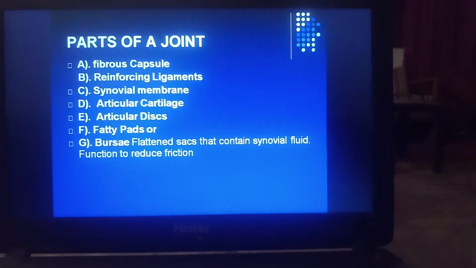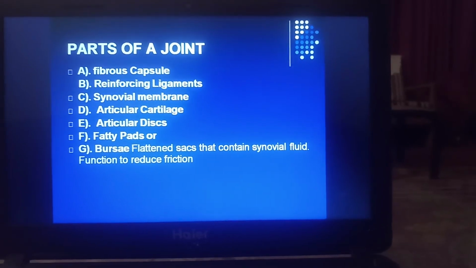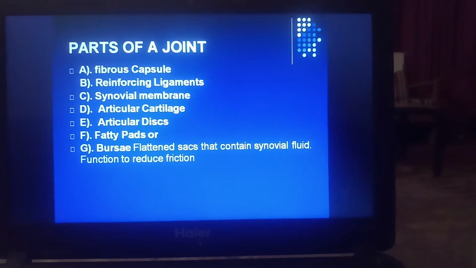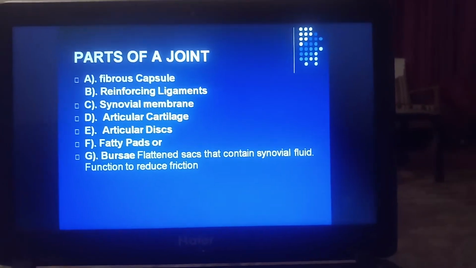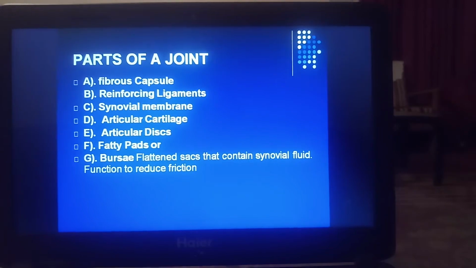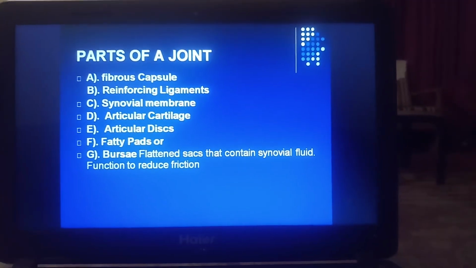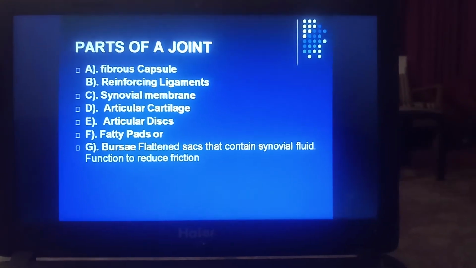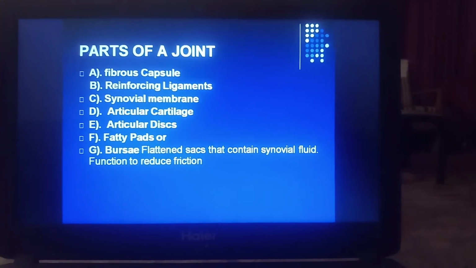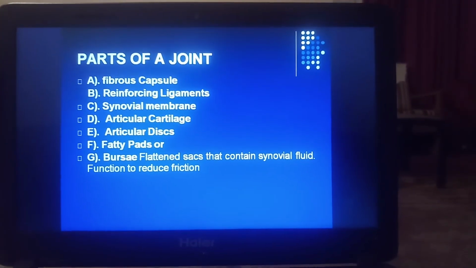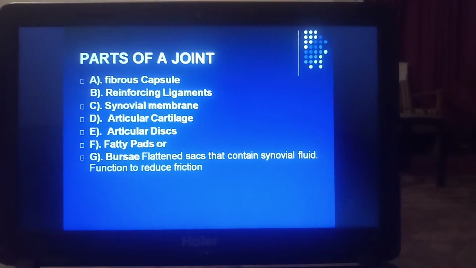Then I will tell you about the parts of a joint. If you are asked what the parts of a joint are, you will say number one is the fibrous capsule, then reinforcing ligaments, synovial membrane, articular cartilage, articular disc, fatty pads or bursa. Bursae are flattened sacs that contain synovial fluid. And what is their function? Because it's a fluid-containing structure, it will reduce friction.